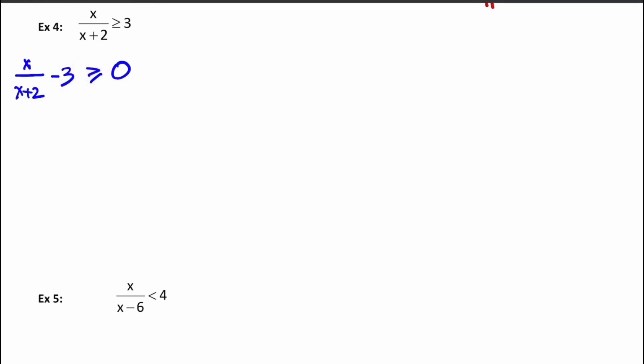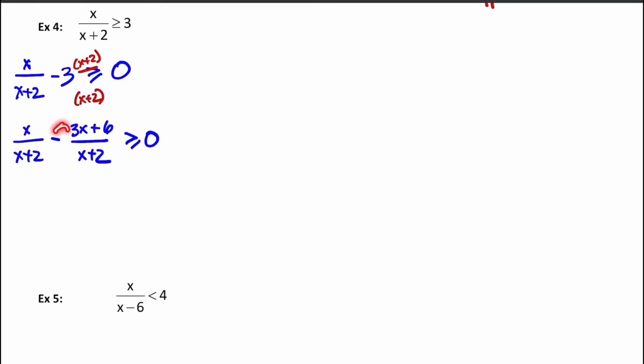So I'm actually going to write that out. I'm going to multiply by x plus 2 over x plus 2. What does that give me? This fraction is going to be x over x plus 2 minus 3x plus 6 over x plus 2. And all of that's greater than or equal to 0. Now, here's where we have to be very careful, all right? This is going to give us a little bit of grief.